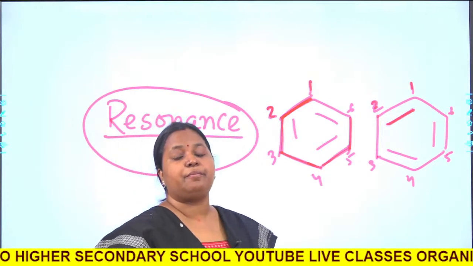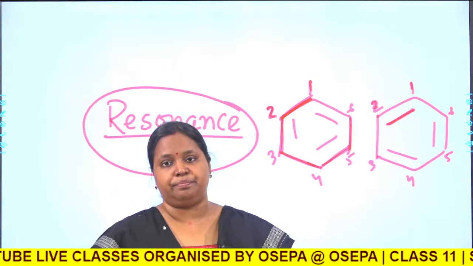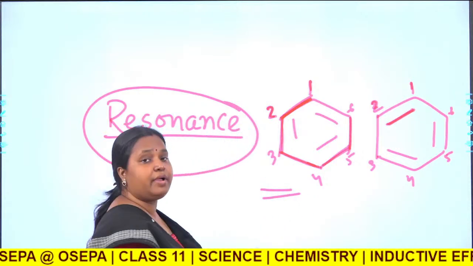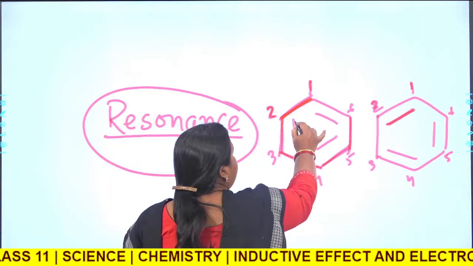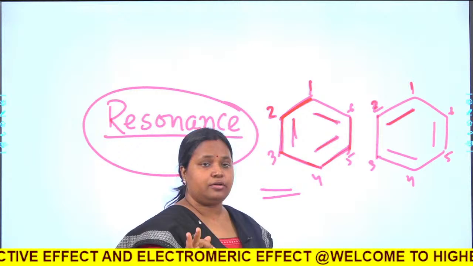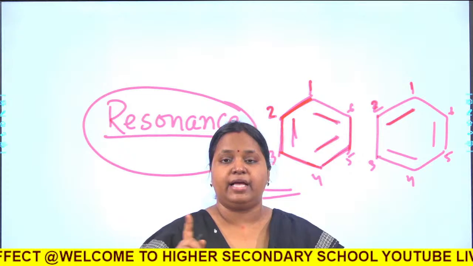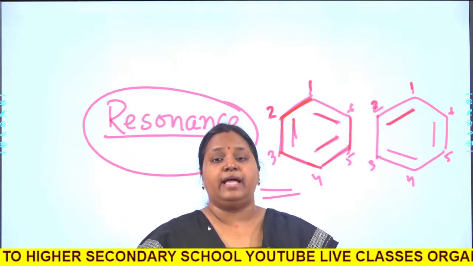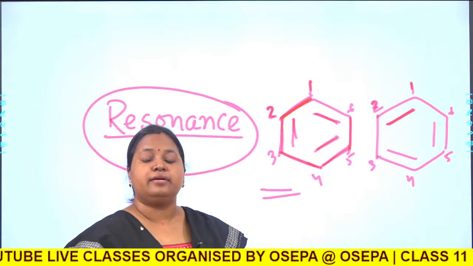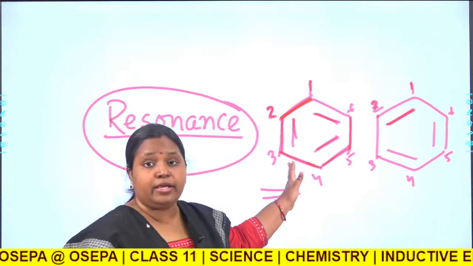So to explain this, our concept is resonance, the resonance hybrid concept. If you experimentally test, there are 3 pi bonds, so you should get the result for double bond. If you test, you should get the result for single bond as well as double bond. But experimentally it was found that all the bonds in benzene are identical. Neither single bond nor double bond, all are identical bonds. They are all equivalent in nature.